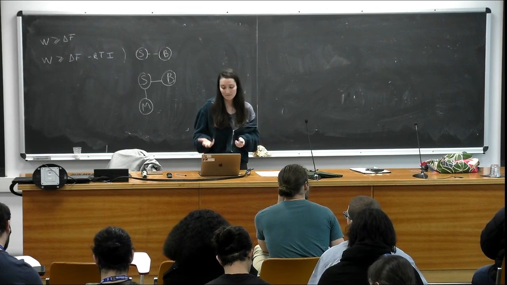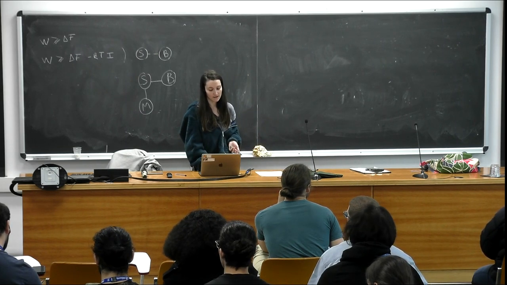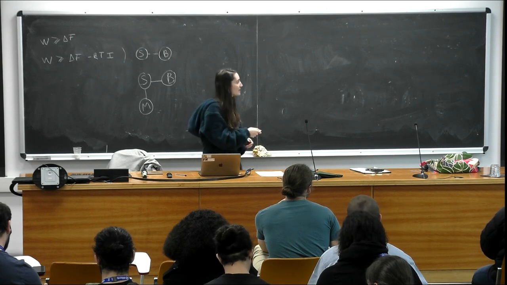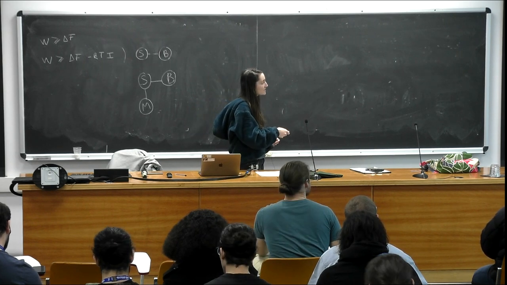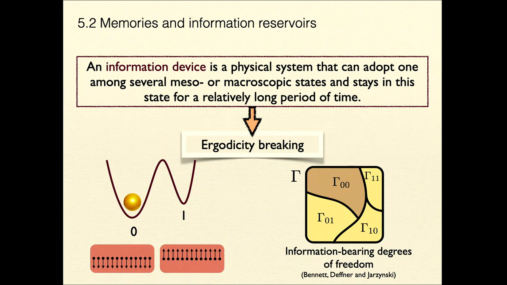So this implies an ergodicity breaking, because it means that you're going to remain in this part of the phase space for long enough that you can make use of this memory. So if I represent it in phase space here, you're going to split the full phase space into different regions, and each of these regions is going to encode one given informational state.